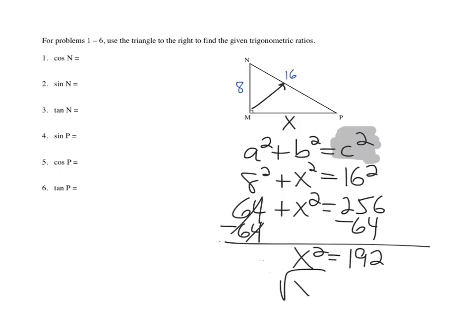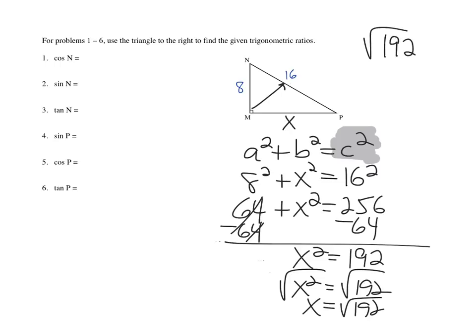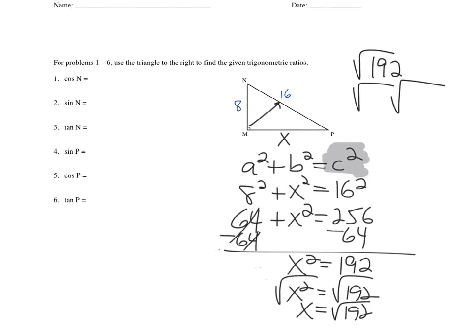And then I'm going to take the square root of both sides. So x is going to be equal to the square root of 192. And I'm going to have to simplify that. I'm going to look for the biggest perfect square that goes into 192 evenly. Remember your list of perfect squares. 2 times 2 is 4. 3 times 3 is 9. 4 times 4 is 16. So this is your list of perfect squares that you want to look for.